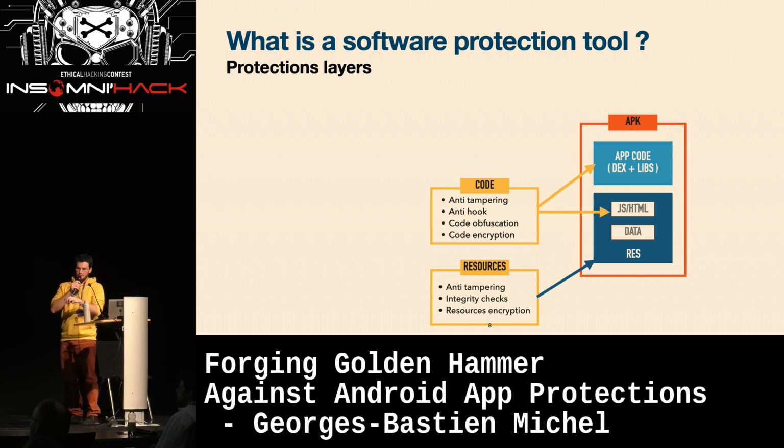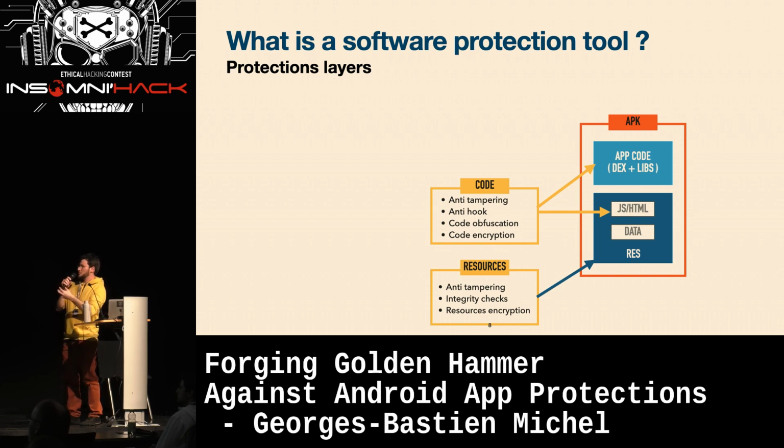Not only checks provided by the Android API, but also custom integrity checks done with a random file and a custom CRC32 checksum at runtime. A lot of SPTs also perform encryption of such resources and decipher them at runtime. The next layer is protection of code.